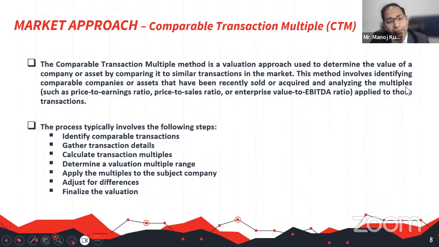Then under this market approach, we may also apply the comparable transaction multiple. The comparable transaction multiple is almost similar to the comparable company multiple, where listed peers are taken. Here we are talking about all transactions of the similar industry that happened during a certain period in the past. So that is considered as a method to determine the value of the company.